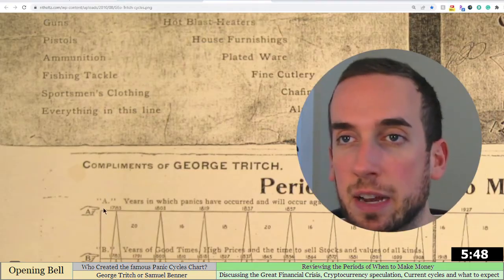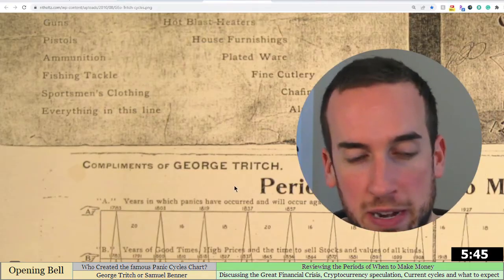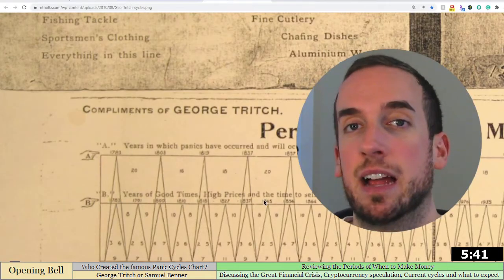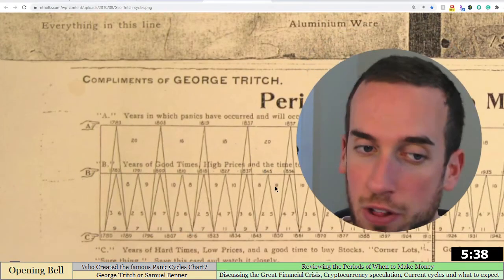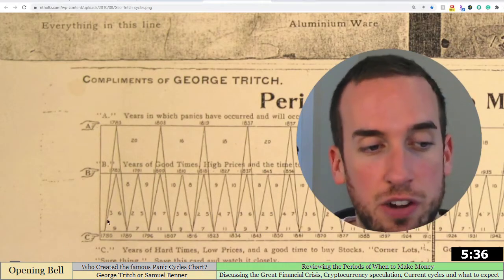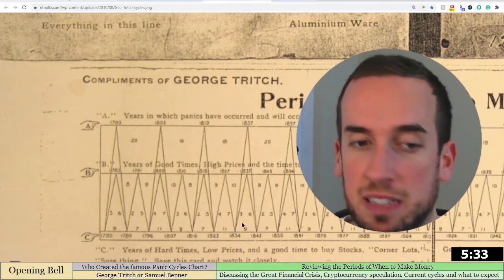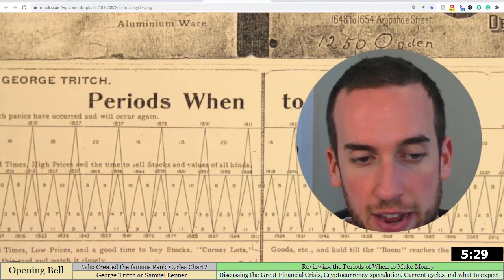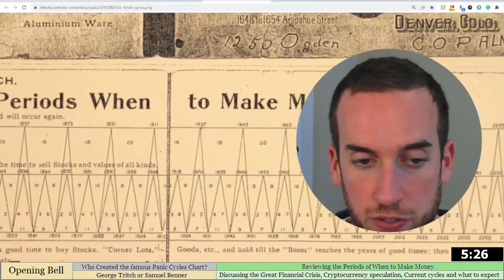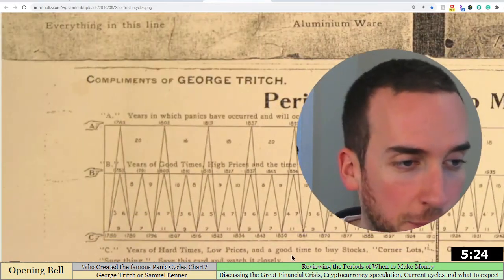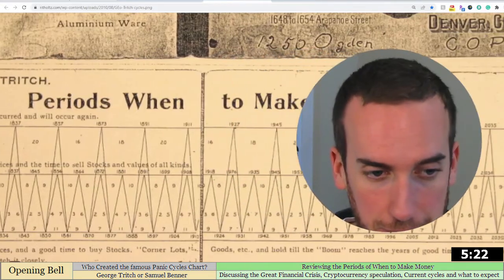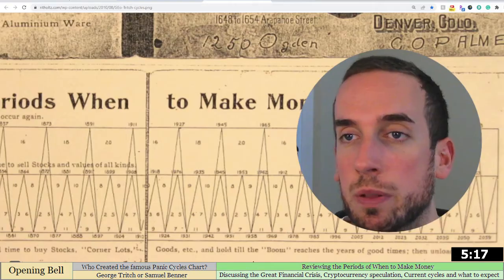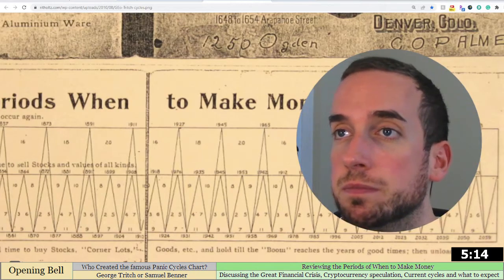this top line up here is A, years in which panics have occurred. This middle line here is B, years of good times, high prices, and the times to sell stocks and values of all kinds. And C is the years of hard times, low prices, and a good time to buy stocks, buy corner lots, goods, etc., and hold till the boom reaches the years of good times, then unload. So the years of good times is B. So we're in 2023 right here. Oh, well, let me shrink my head on this, actually.